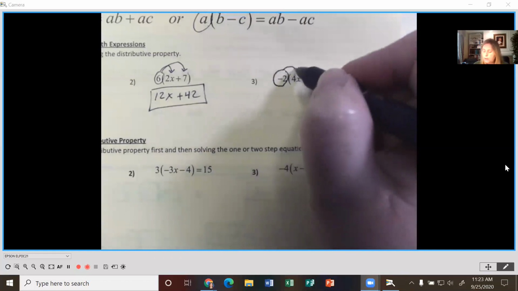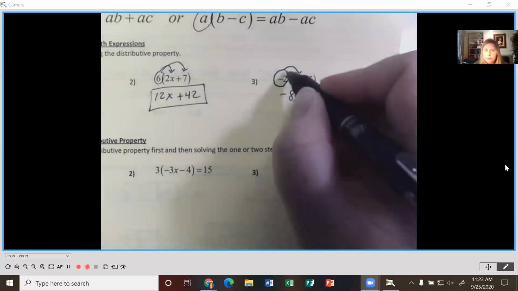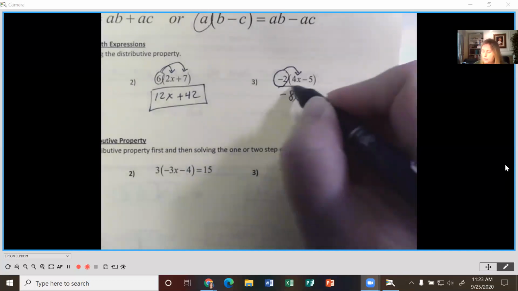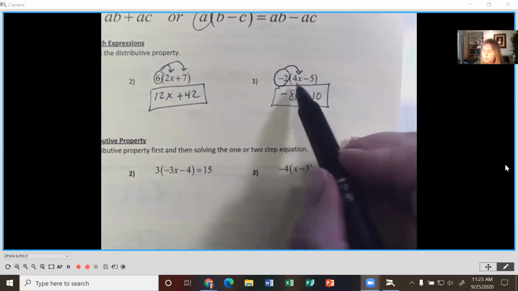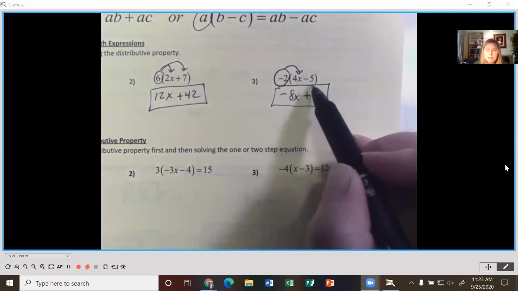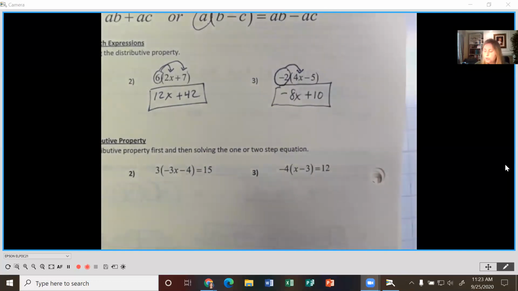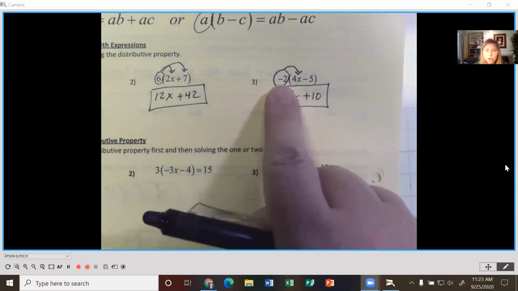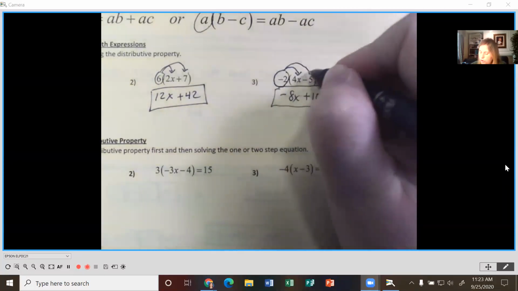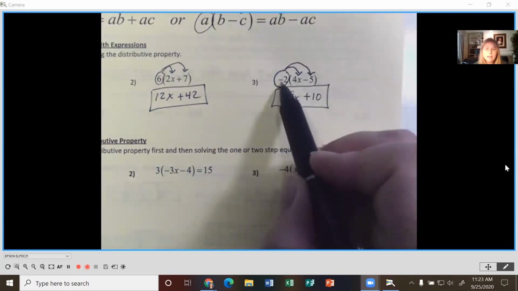Okay, so we would do negative 2 times positive 4x, that's negative 8x, and negative 2 times negative 5 is positive 10. The number one mistake is that people will multiply the 4x by a negative 2, but they'll multiply the negative 5 by a positive 2. Remember, everything gets multiplied by the negative 2. Okay, so I find that it's helpful if students circle that value and then draw the arrows, which remind you that everything gets multiplied by that negative 2.